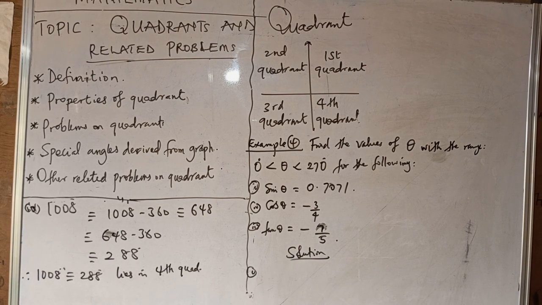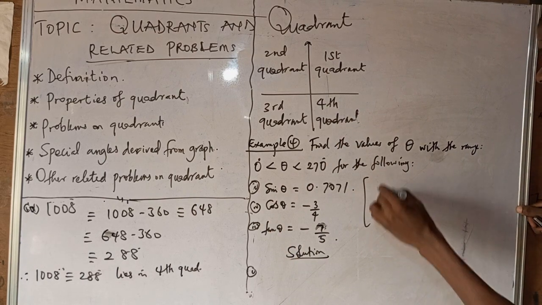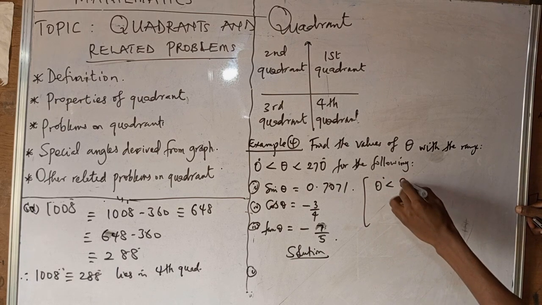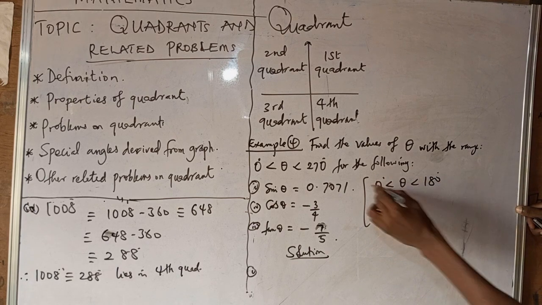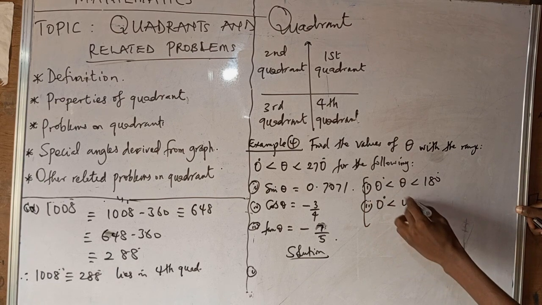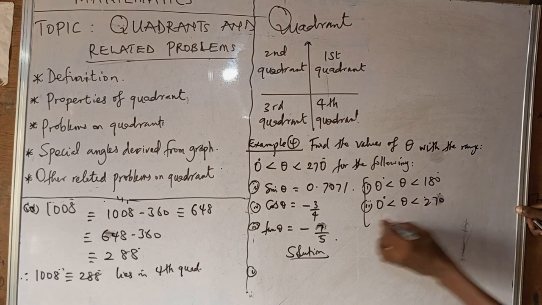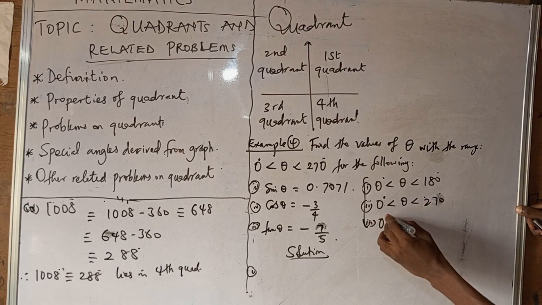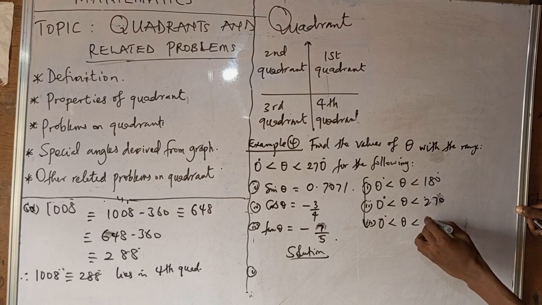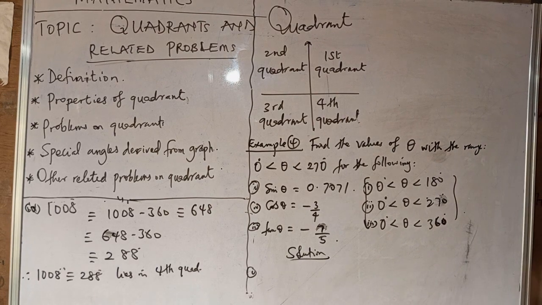Okay, solution. Now the first one. Here I'm going to combine two things. Let me use the case of 0 degrees less than theta, theta less than 180. That's the first one. Then I'm going to solve for theta less than 270. And I'm also going to look at 0 degrees less than theta and theta less than 360 degrees in order to wrap everything up as we go.